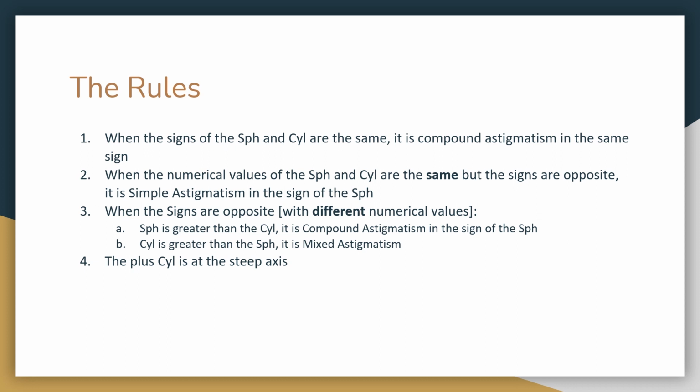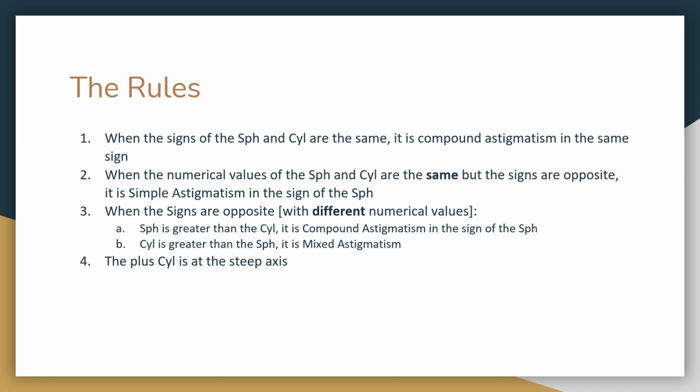Rule number 1 is if the sphere and cylinder are of the same sign, then there is no confusion. It is compound astigmatism of the same sign. Rule number 2 is that when the sphere is equal to the cylinder but their signs are opposite, then it is simple astigmatism in the sign of the sphere.